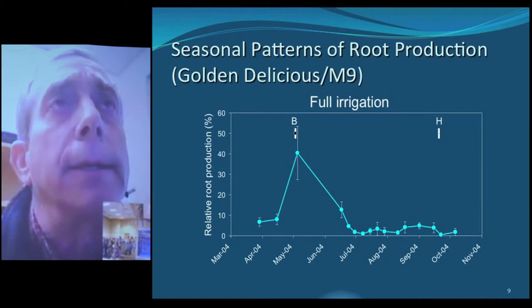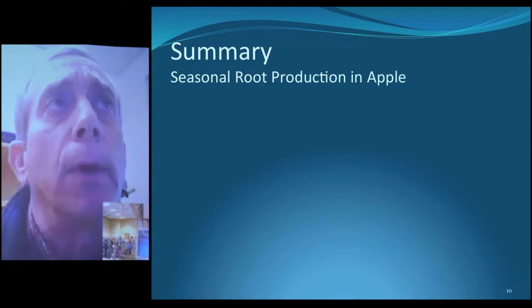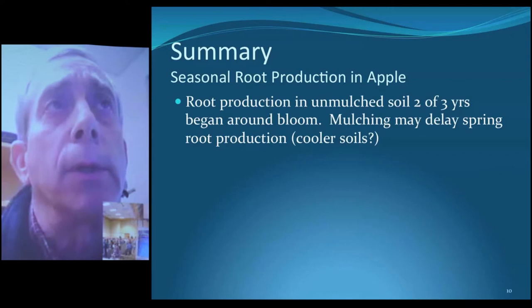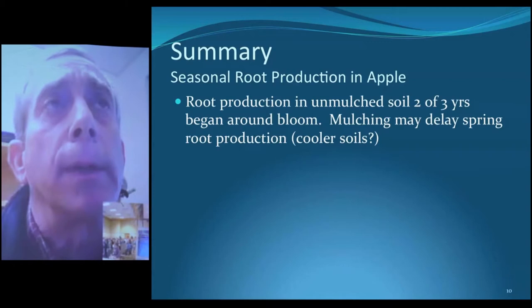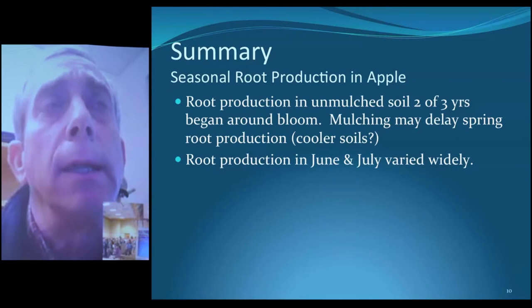If we go down each point, so the seasonal root production, first point, root production in unmulched soils, 2 of 3 years began around bloom. Mulching may delay spring root production, and I also don't say here that it may also increase the amount of production during the summer. And this is what we often see in the East. We see more root production in that period between bloom and harvest. We get more summer production in the East. And so root production in June and July can vary widely depending on the climate and your management system.